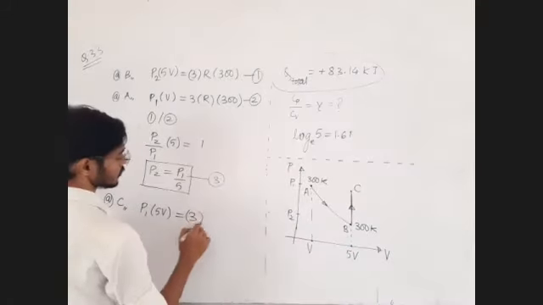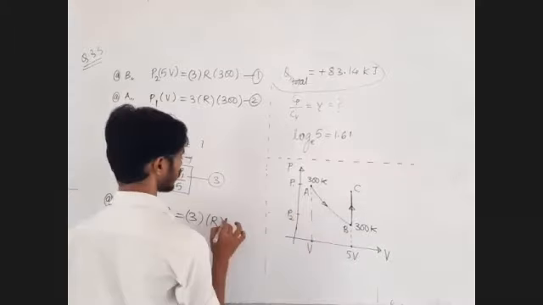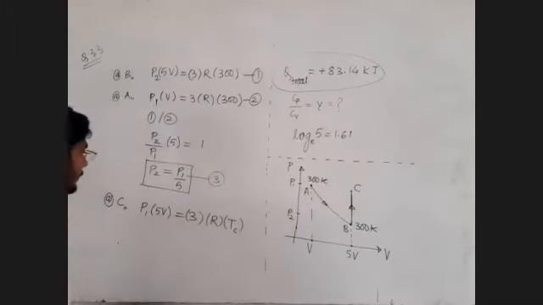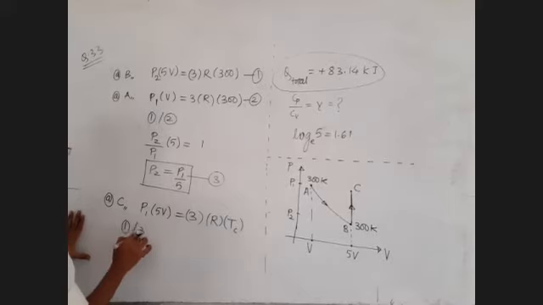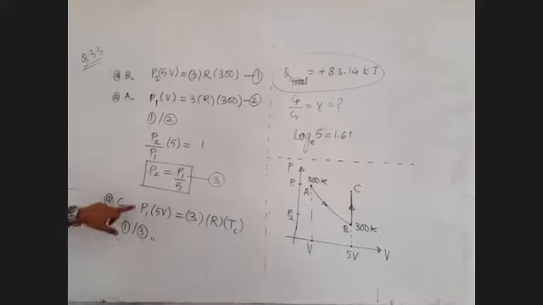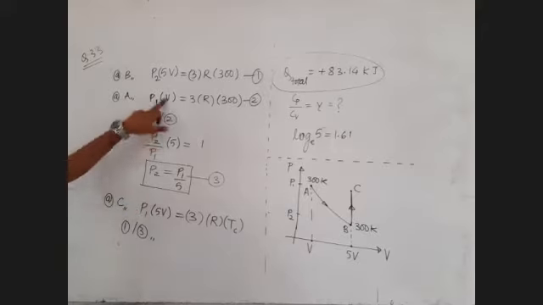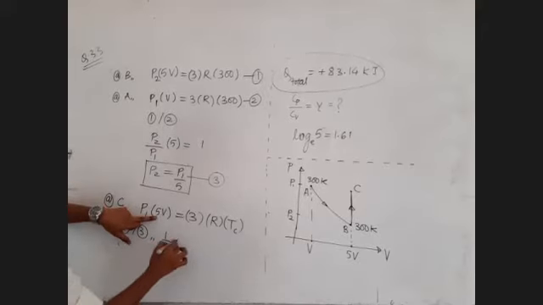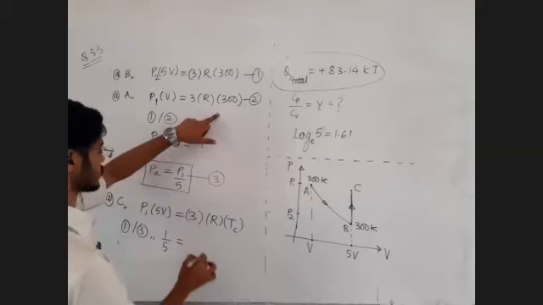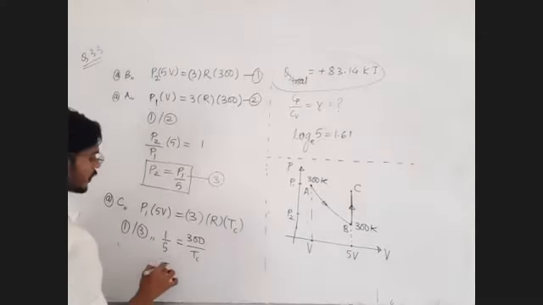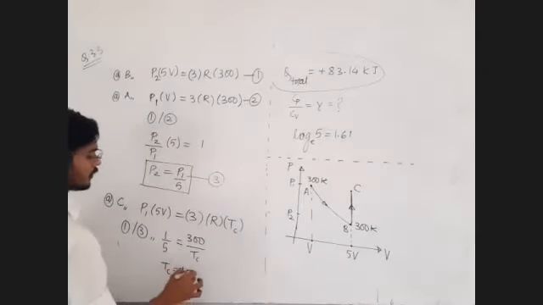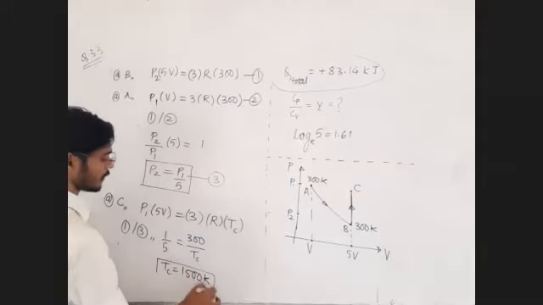N is 3. R is R. T we want to find out. Now what to do? What you can do is this equation divided by this equation, equation 1 upon equation 3. P1 gets cancelled. V upon 5V is 1 upon 5. 3R cancel. 300 divided by temperature at point C. So temperature at point C is equal to what? It is 1500 Kelvin. Is this clear or not?